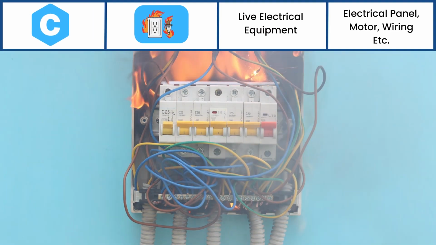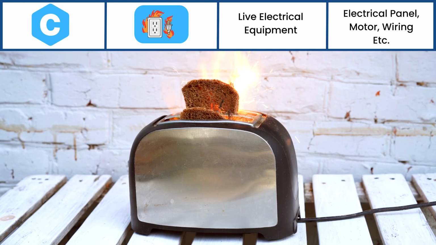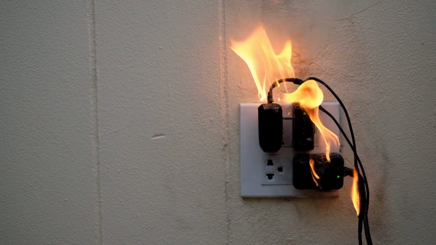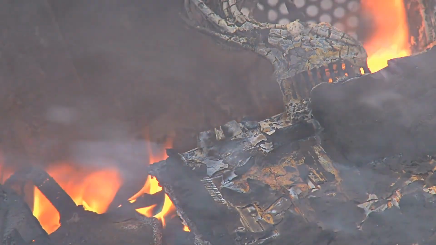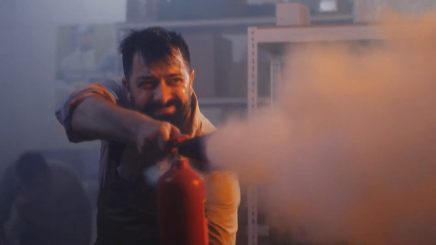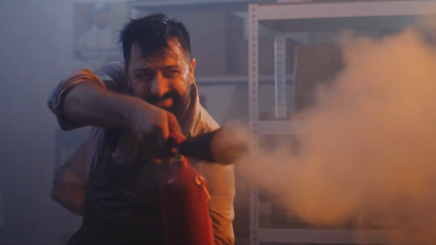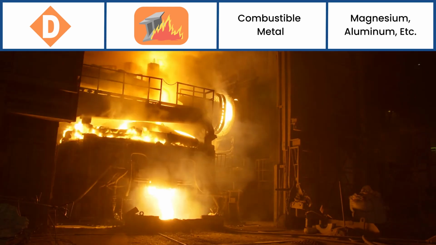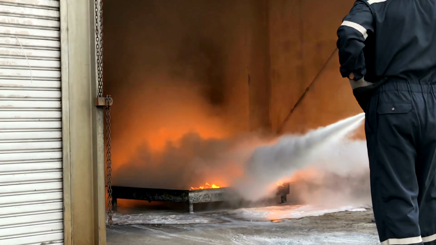Class C fires involve electrical equipment such as computers, appliances, and electrical wiring. For Class C fires, it's important to use a fire extinguishing method that will not conduct electricity and create an electrocution risk. Therefore, water would again be an inappropriate choice. As such, Class C fires are best extinguished with dry chemical, CO2, or clean agent suppression. Class D fires involve combustible metals such as magnesium or potassium. These fires are likely less common in an office environment and require specialized extinguishing agents such as dry powder.